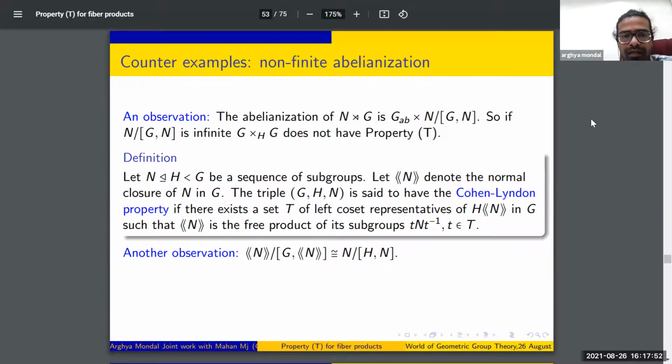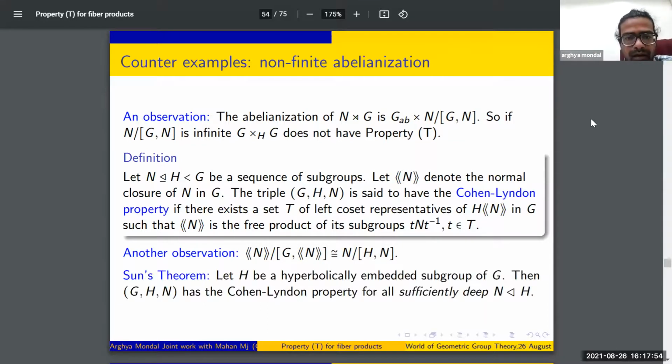Okay, so now there is a theorem by Sun. He is a speaker in this conference, in fact. He proved very recently that if H is a hyperbolically embedded subgroup of G, then the pair G, H, N has the Cohen-Lyndon property for all sufficiently deep normal subgroups. By sufficiently deep, I mean it has to avoid a fixed finite set of elements in H. So all we need to do is to find hyperbolically embedded groups such that we can find normal subgroups there, such that N modulo H comma N is infinite.